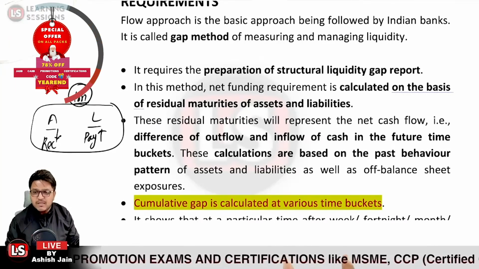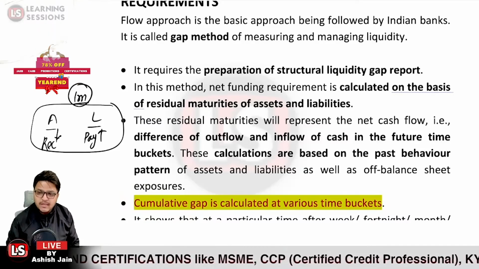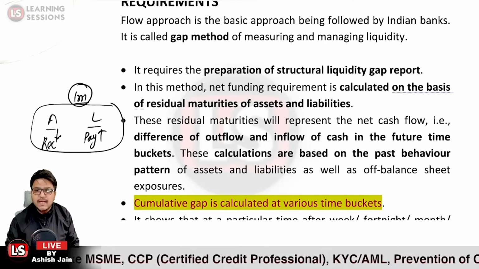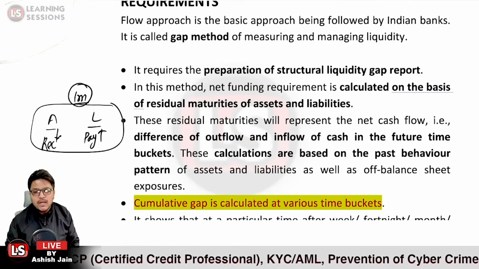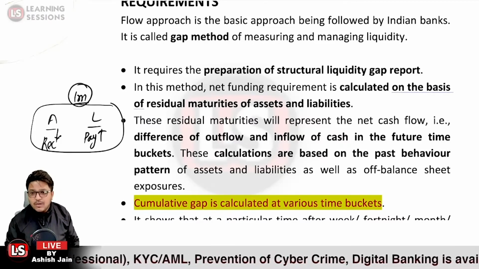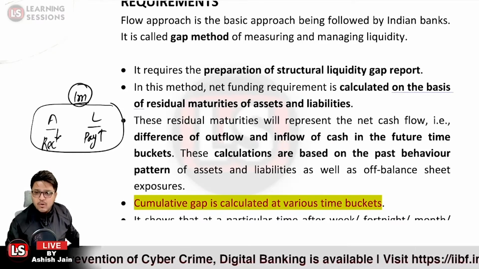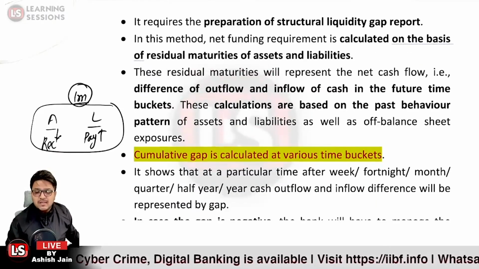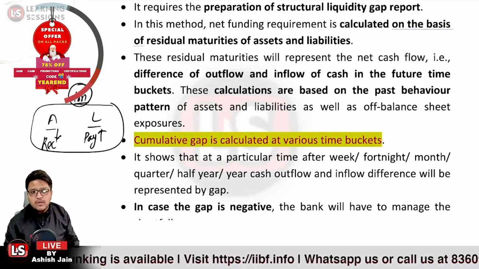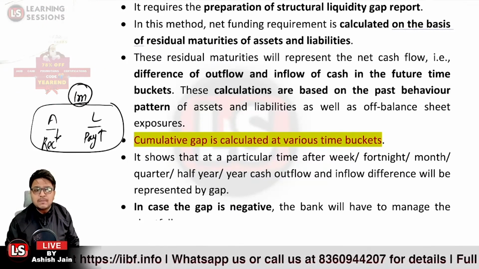So cumulative gap is calculated at various time buckets. Various time buckets means various time horizons. In this particular case, we considered 1 month. It could be different time horizons, where we'll be calculating the cumulative gap that is related to the net cash flow. If we are having more liabilities than assets, it is a negative gap. If we are having more assets than liabilities, it is a positive gap. So at a particular time, after a week, a fortnight, a month, a quarter, or half year, cash flow and inflow differences will be represented by the gap.